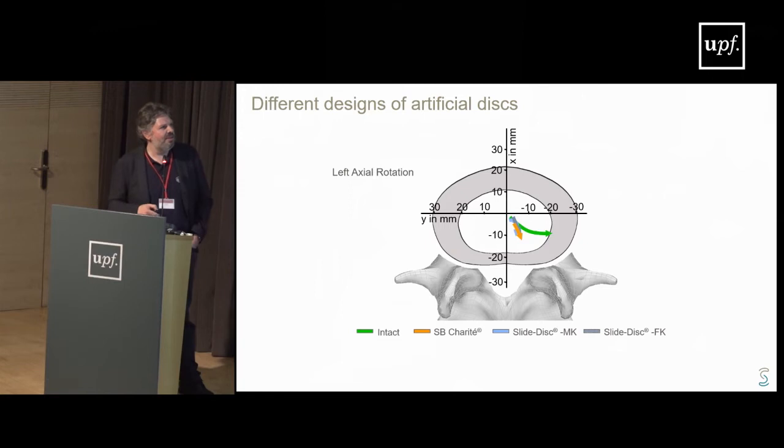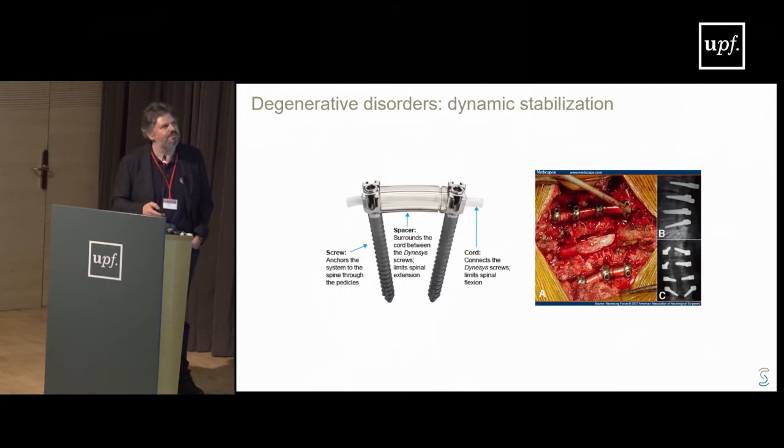So here's another comparison, just to make an example. We have the position of the center of rotation in axial rotation. You see that actually this is quite different from the original one. With the three models, we have a center of rotation that stays quite close to the center of the disc, while the intact one will basically approach the facet joint the more we move. So this shows that this type of disc might not be great in replicating the real motion of the spine in axial rotation.